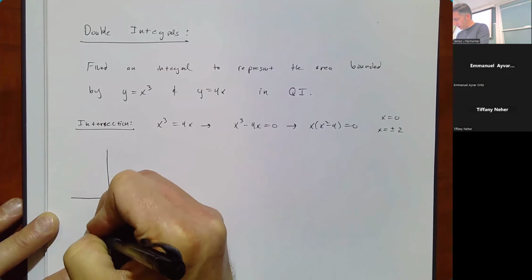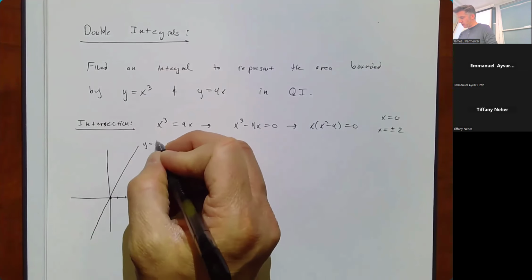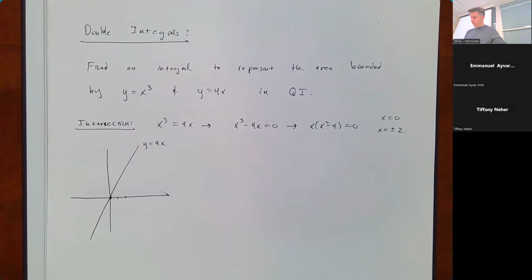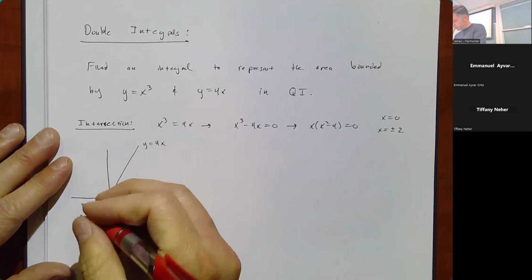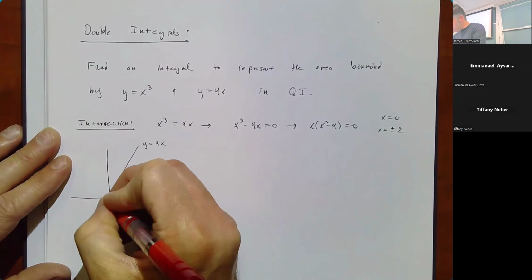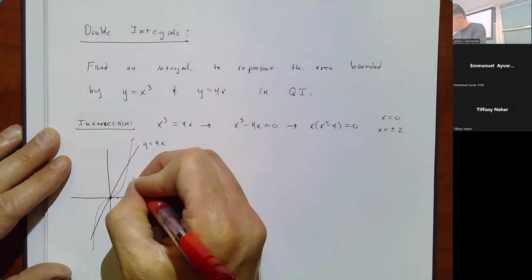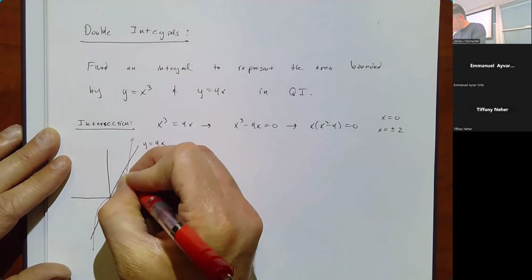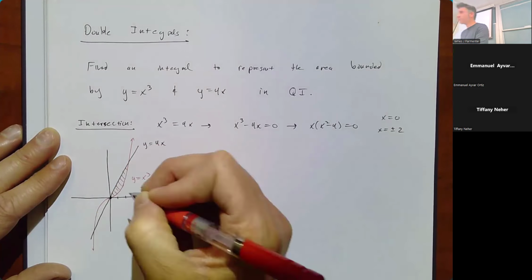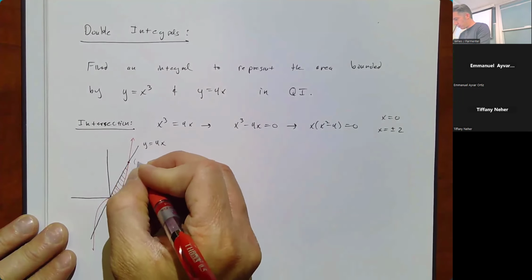So it kind of looks like this. There's your y equals 4x. And here in different color, your y equals x cubed. And there's the area between them in quadrant 1. That point there is definitely the point 2, comma 8.